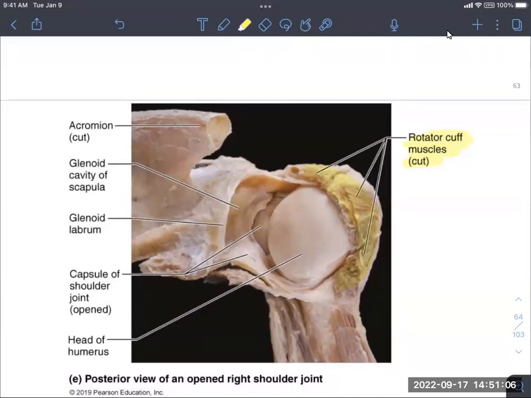We can see that head of the humerus, but we also see that capsule of the joint. That's also cut open, so we can see what's going on in here. Even the acromion was cut, so we could see what was going on. You see there's lots of muscles and lots of tendons and ligaments around.